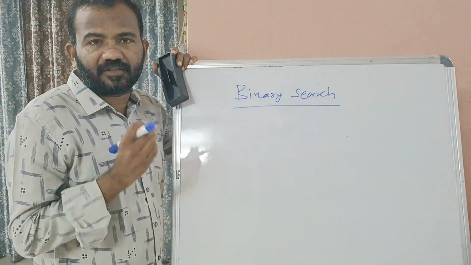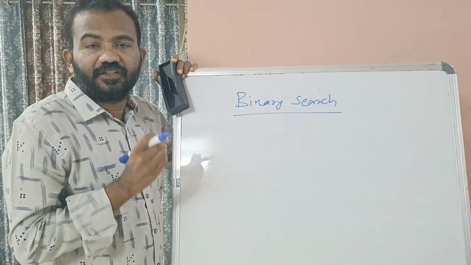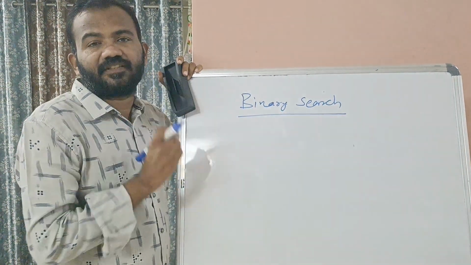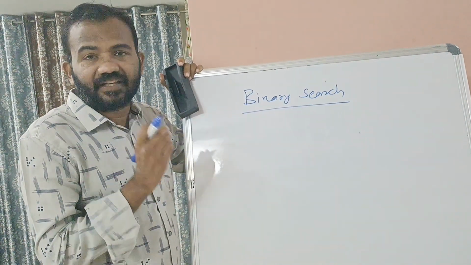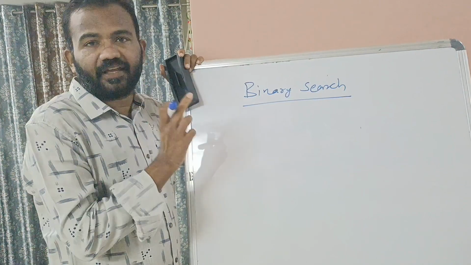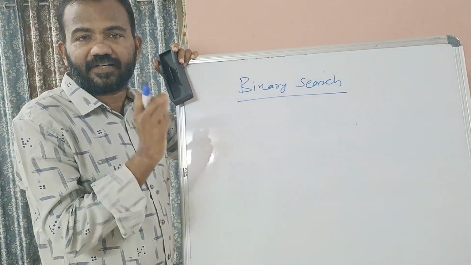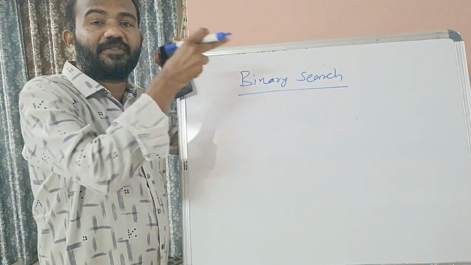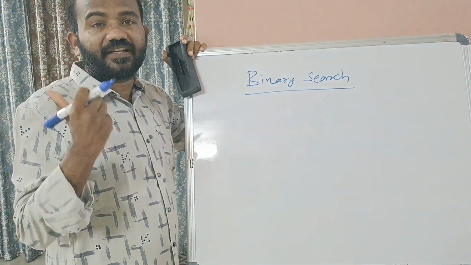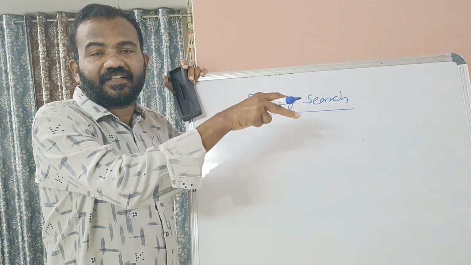Today we are going to discuss the topic of binary search. Before discussing binary search, first of all we have to know the meaning of search. Search means: a given array contains some elements, and we need to take one more element and check whether it is present in the array or not. So we are searching whether that element is present in the array or not.